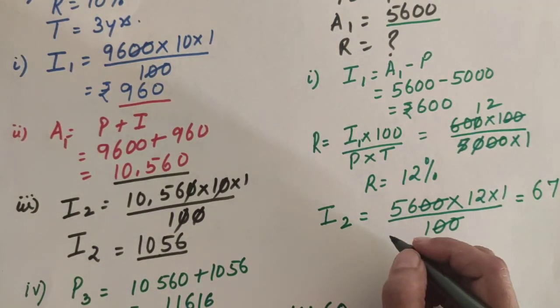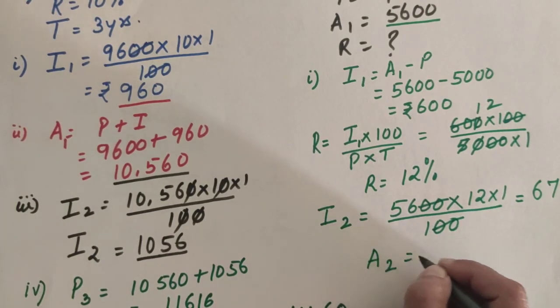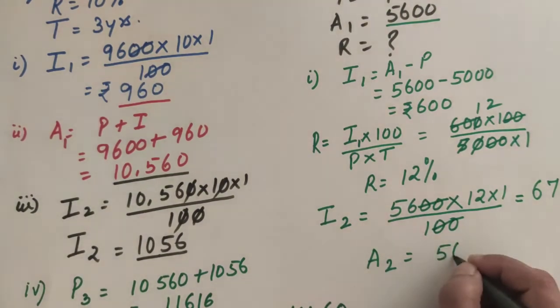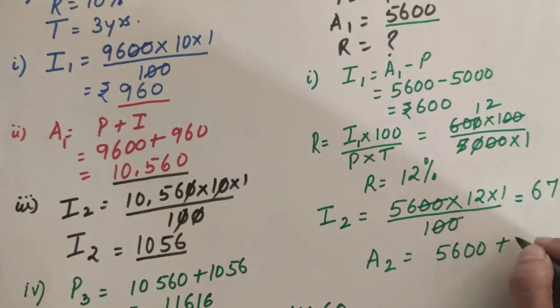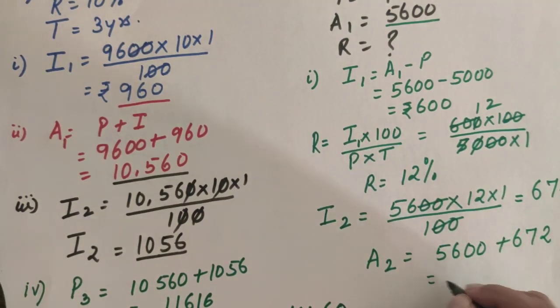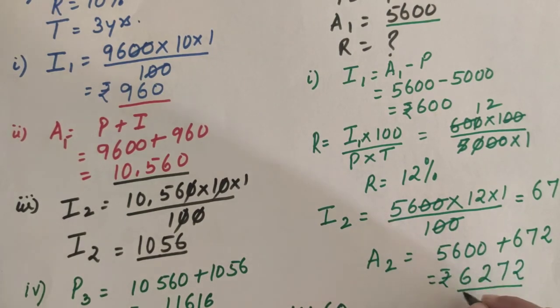So your answer here is 672. So the amount at the end of the second year, which is A2, is equal to the principal for the second year, 5,600, plus 672, which gives you 6,272 rupees as the amount at the end of the second year. That's all for today.